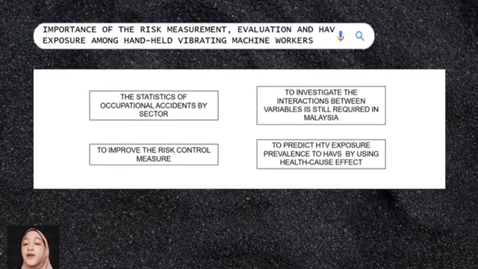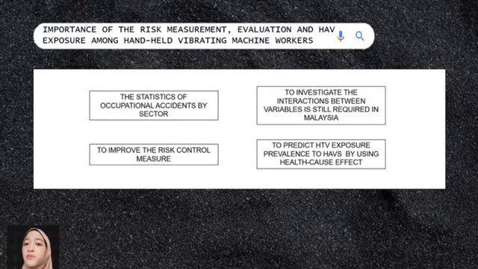What is the importance of the risk measurement, evaluation, and HAV exposure among handheld vibrating machine workers? First, the statistic of occupational accidents by sector. Until December 2013, there were 161 compensation claims cases of skeletal disorder and 110 from the workers who applied to the Social Security Organization, SOCSO, for compensation claims under the item diseases caused by vibration machine.